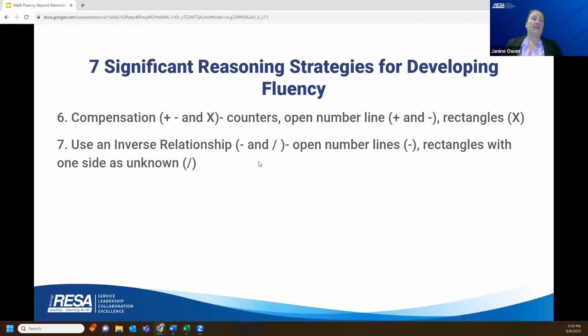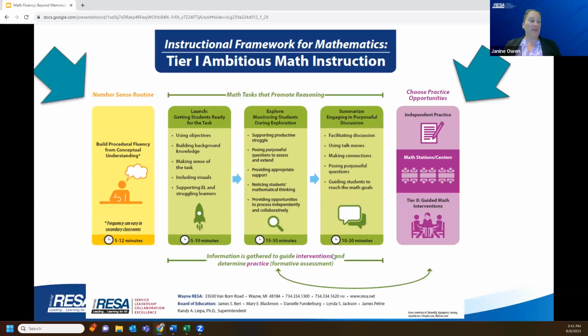Using an inverse relationship is for subtraction and division problems, and it's when students are aware of how they can use what they know about addition and multiplication to solve. So for subtraction, use open number lines, and for division, use a rectangle for the area model, but with one side unknown. These are often used with missing addend and missing factor problems. Okay, so I went through those pretty quickly.